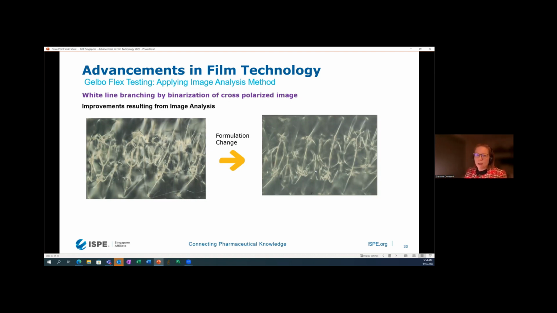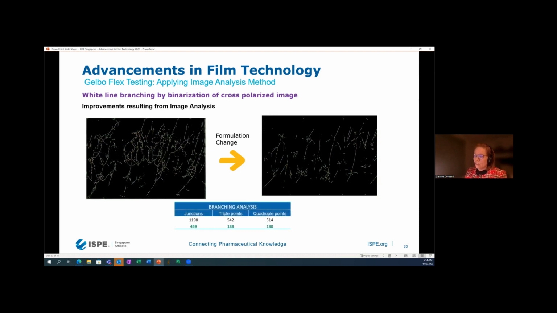But again, judging that by eye and being able to make decisions about how to move the process forward made it difficult without having the image analysis. So taking a look at the branching analysis helped us to quantify the data and make the right moves forward. And so you can see how the branching analysis agrees with the visual assessment on these samples.